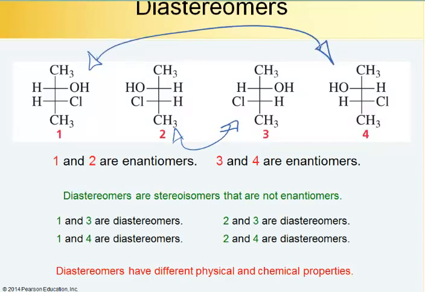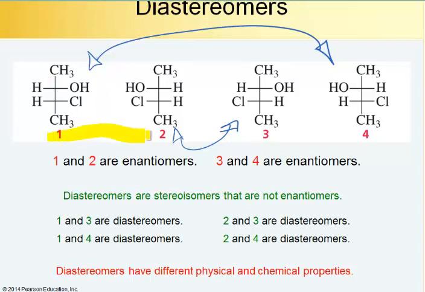They're part of the same parent structure, really. So 1 and 4, 2 and 3, they're called diastereomers. Diastereomers are stereoisomers that are not enantiomers. So you can think of it as sets of twins.